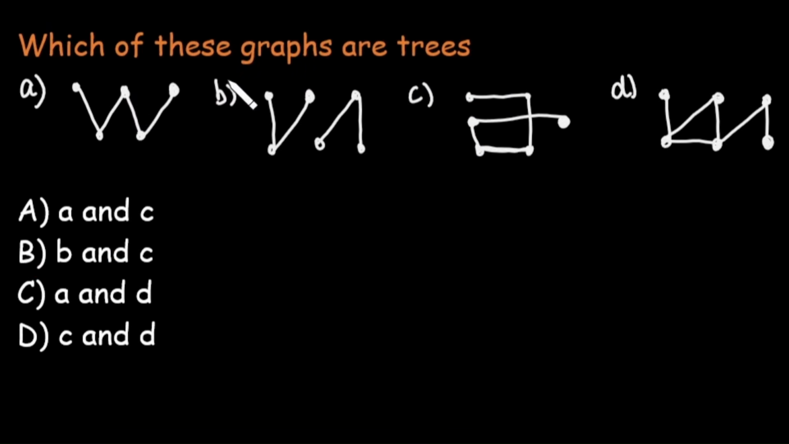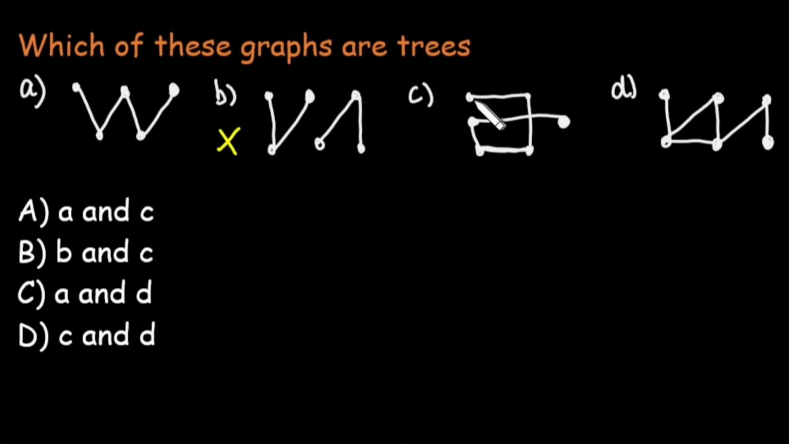Next, which of these graphs are trees? A tree is connected, undirected, and has no cycle. According to this, A does not contain any cycle. Moreover, it is connected. For case B, it is disconnected because from this vertex we cannot reach any of these three vertices. So B is not a tree.